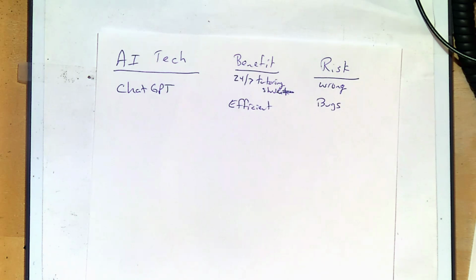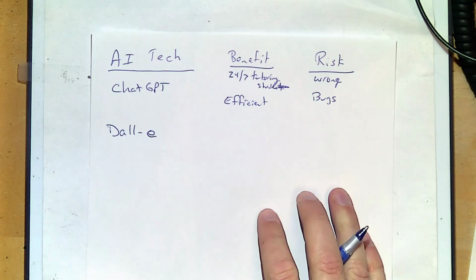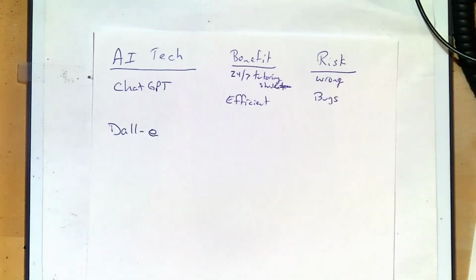All right, did anyone choose a technology that was not ChatGPT? Yeah. Dolly. Okay, Dolly. Made by OpenAI, but what does Dolly do for those not aware? Great images, good prompts.